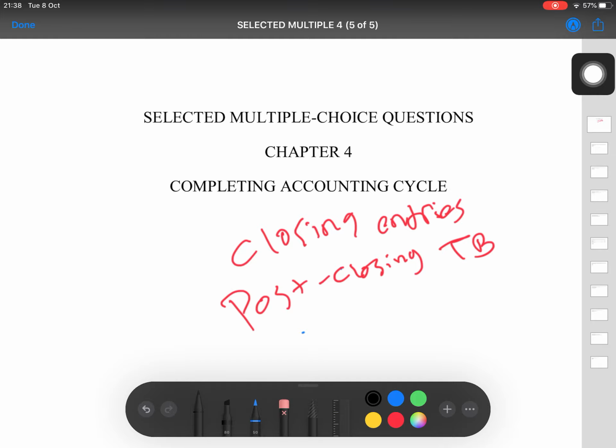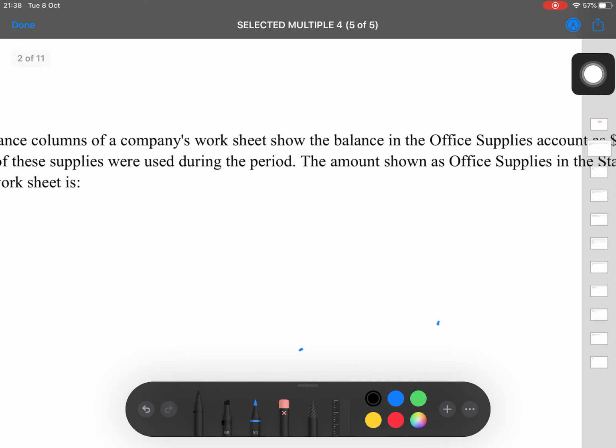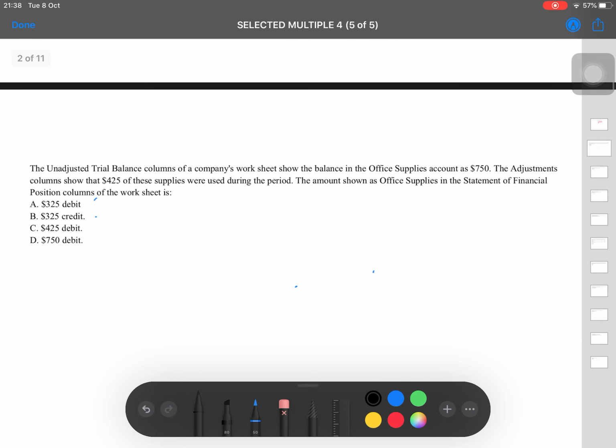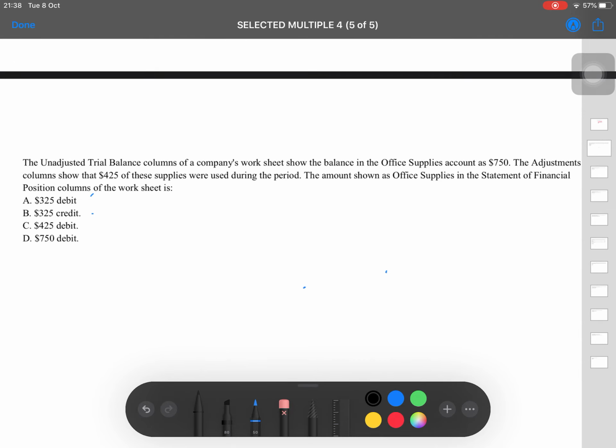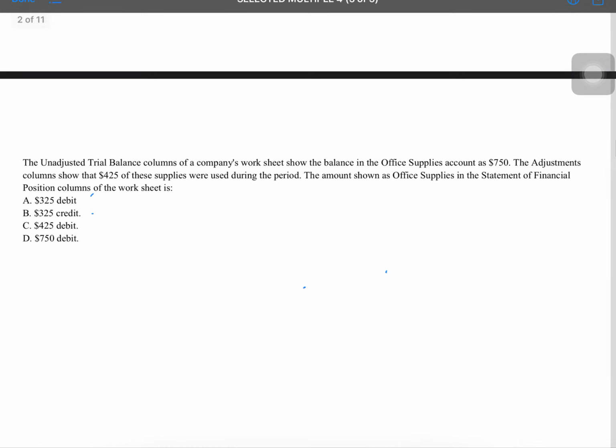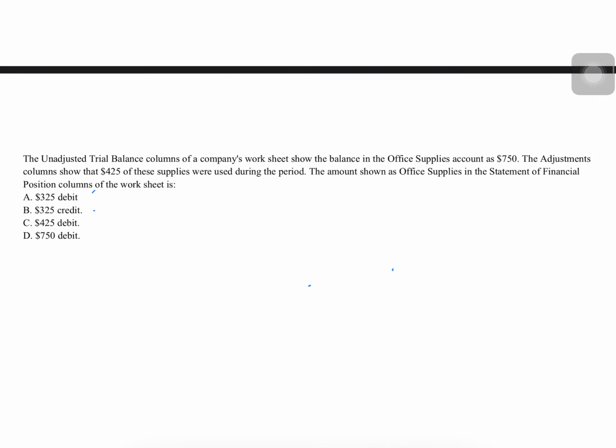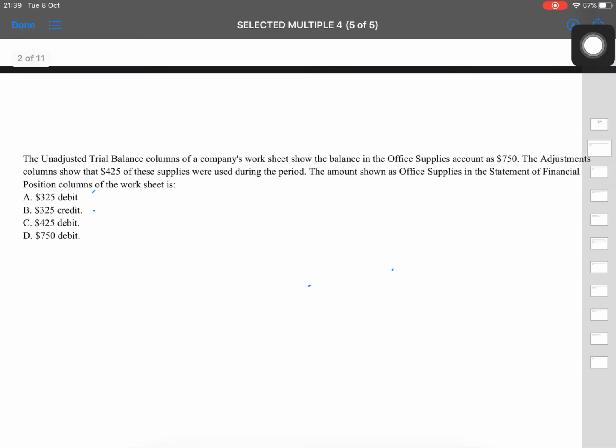So we are going to start with the first question. Here it is. Let's read the question together. The unadjusted trial balance columns of a company's worksheet show the balance in the office supplies account as $750. The adjustments columns show that $425 of these supplies were used during the period. The amount shown as office supplies in the statement of financial position columns of the worksheet is.